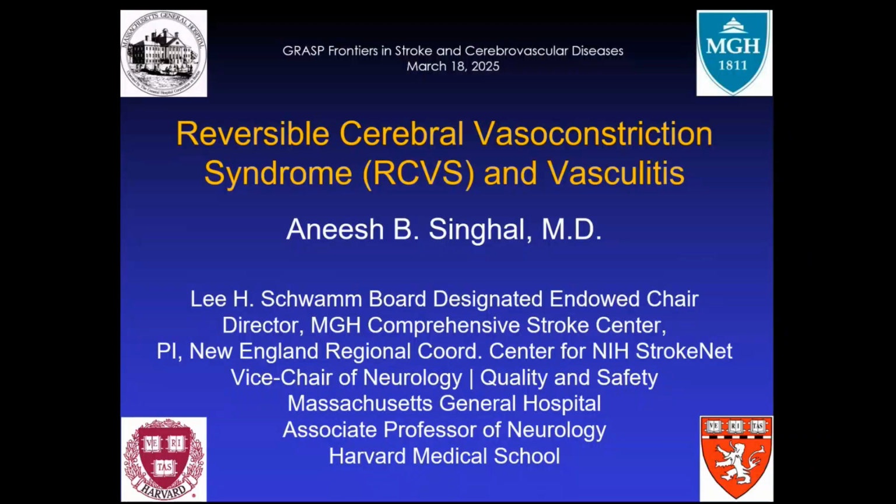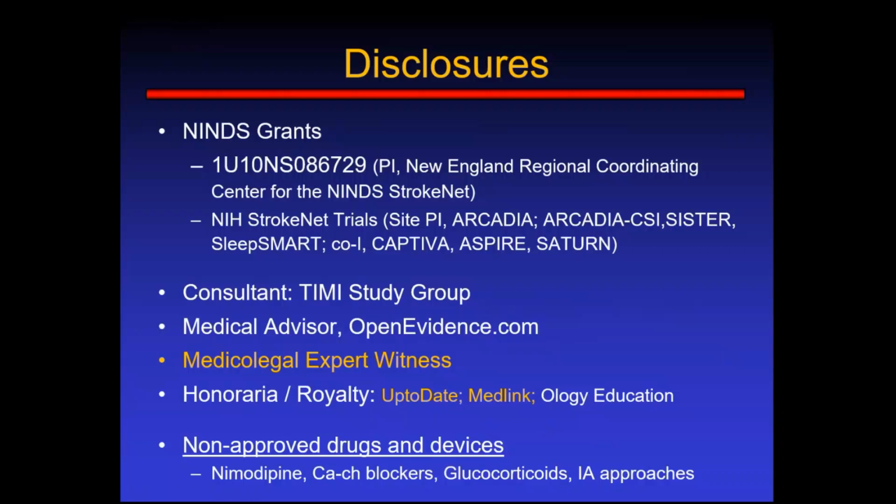...entity, one that you think about a lot but rarely see. It's called cerebral vasculitis. These are my disclosures. The main ones are in yellow: I have served as a medical expert witness in a few cases of RCVS or vasculitis, and I've written chapters for UpToDate and for MedLink.